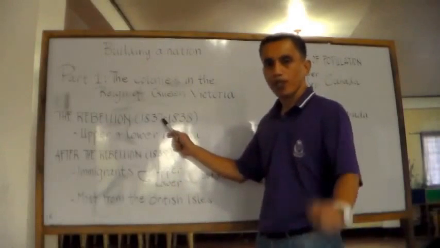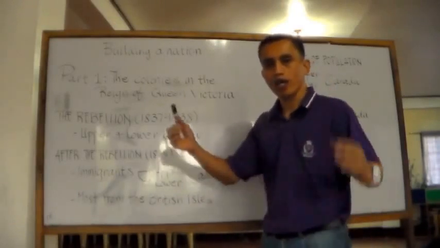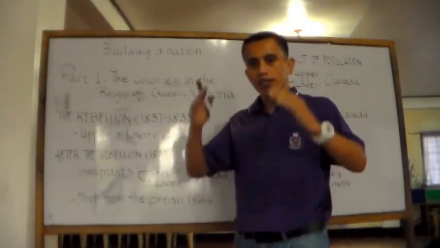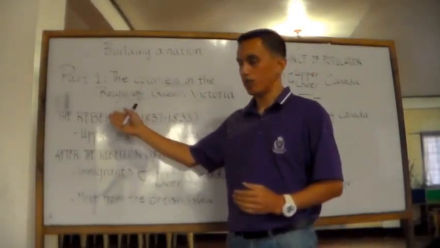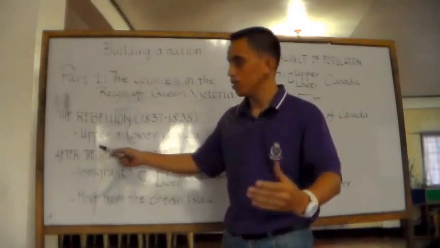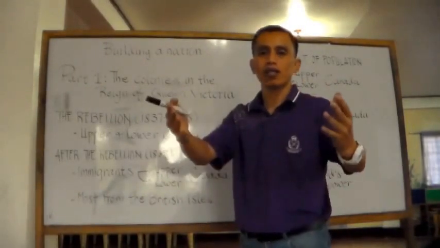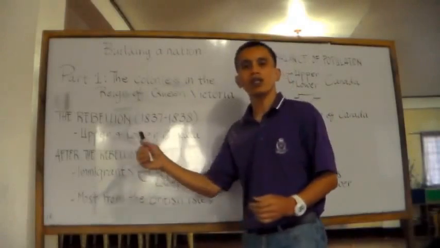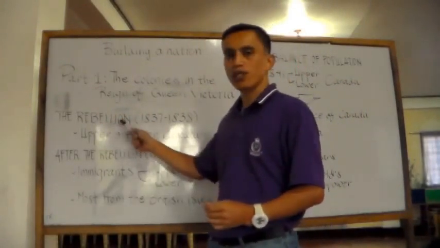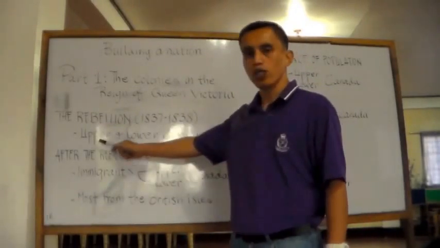In 1837, there was a rebellion. It lasted for one year, until 1838. Why was there a rebellion? The people from Upper and Lower Canada did not think the British were governing Canada well. So they rebelled, because they could no longer work with the government or do what the government was telling them to do. They were not happy with the government, so they wanted a change. That caused the rebellion in 1837 up to 1838 in Lower and Upper Canada.